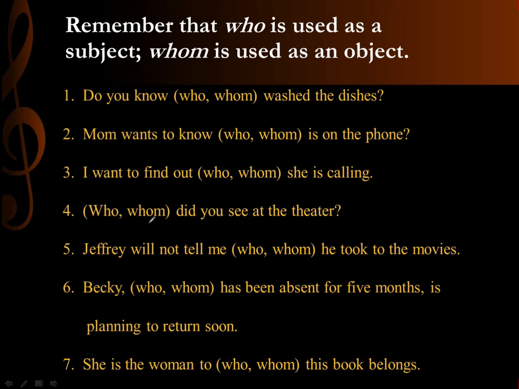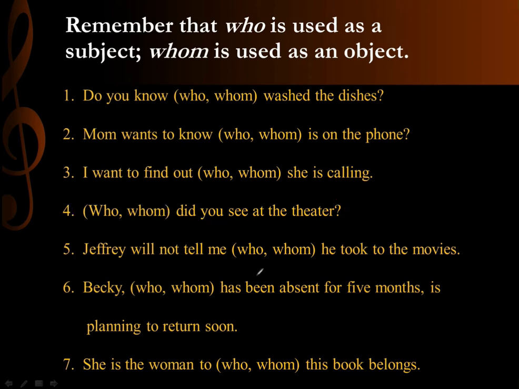Number 4, who or whom did you see at the movies last night? The whole thing is the clause, the whole sentence. Find the verb. Did see. It's a helping verb over here, and they've split it up. Did see is your verb. Who did that? You. That's the subject, and therefore we're looking for an object.